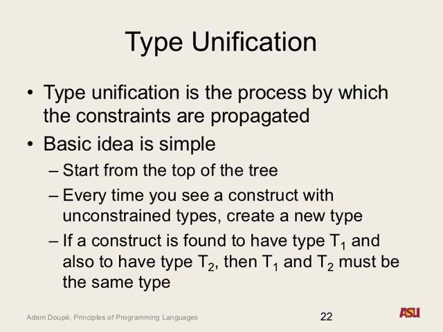So, and this is basically what you're doing. If in the tree we say that this node must be type T1, and then it also later, by some other constraint, has to be a type T2, then T1 and T2 must be the same type. These types have to be the same. And this is propagating these constraints. So you build these constraints, and you're going to propagate them through the tree in order to decide what the types are for every place in the program. So let's look at an example.